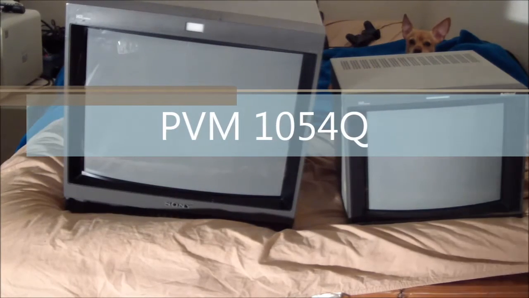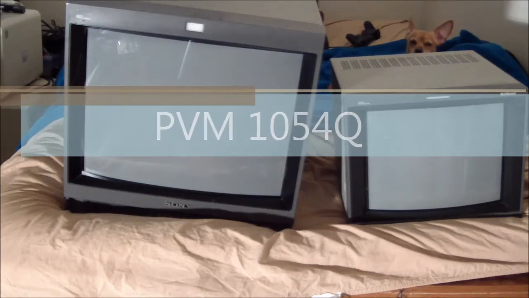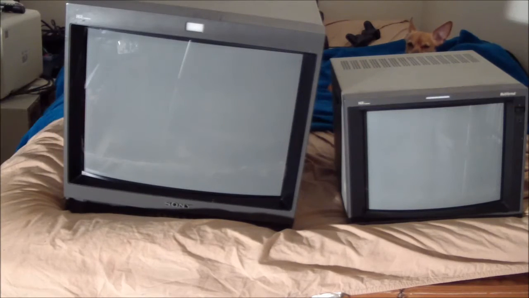Hey guys, this is not the video I was intending to work on today, or maybe even put up today or tomorrow. But this morning I got an email from a guy I had emailed the night prior about the PVM, the one on the left, and he was literally 15 minutes down the road from me. It was for a very reasonable price. I went and picked it up, and so that's what I want to do this video on.